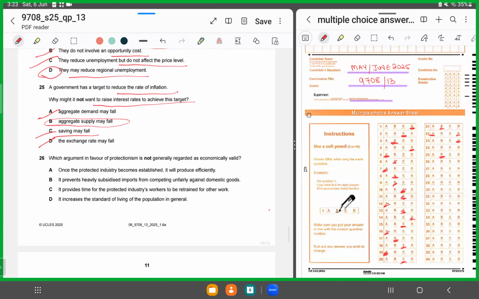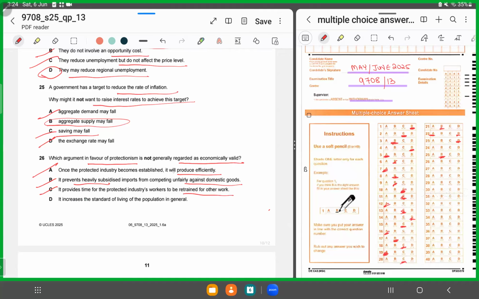26 says which argument in favor of protectionism is not generally accepted as valid. That means three are accepted except one. A is incorrect because that is valid. Once the industry is protected, it would produce efficiently. B is valid because it talks about infant industry protection. Again, C is valid because it provides time for the labor to get trained.